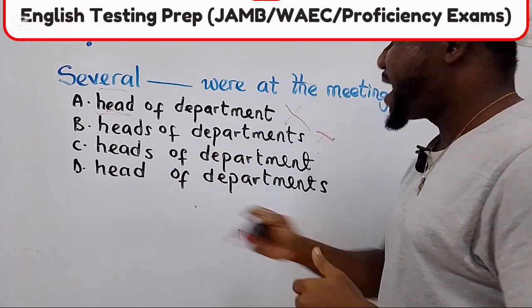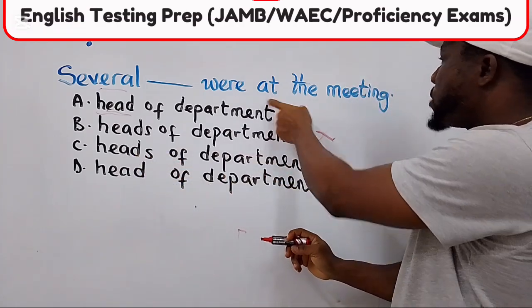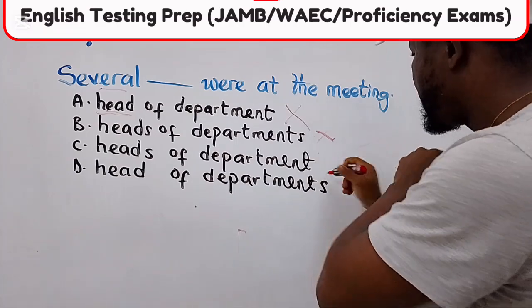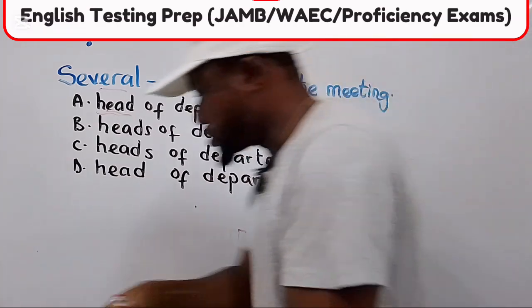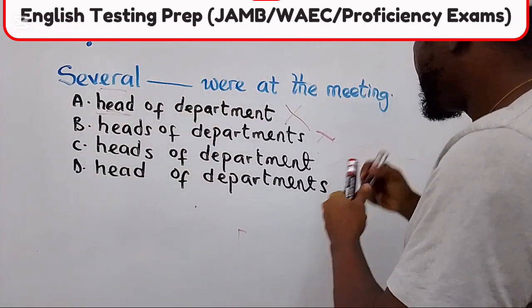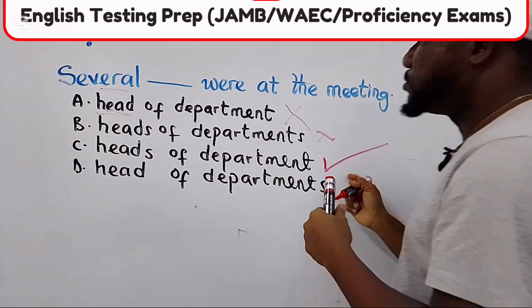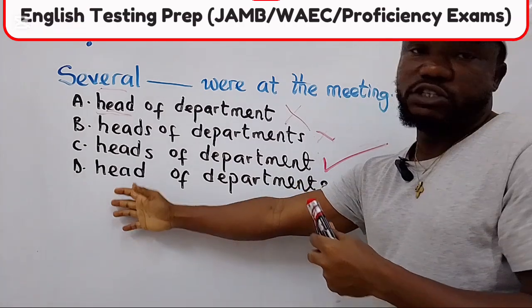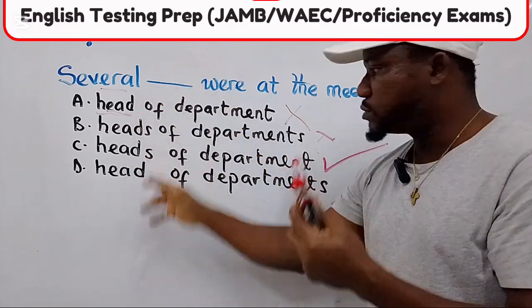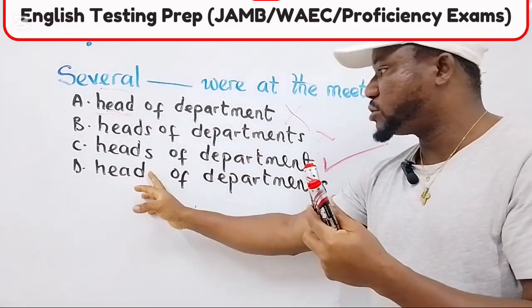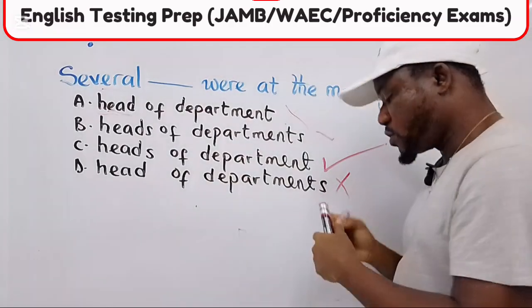C, several heads of department. Several heads of department were at the meeting. This is the right option. And finally, option D, several head of departments. Several is plural, but this does not have an S on the principal noun, so it means this option is wrong.